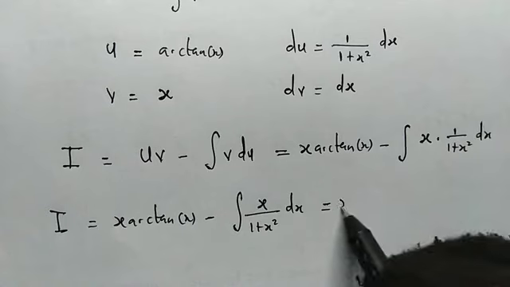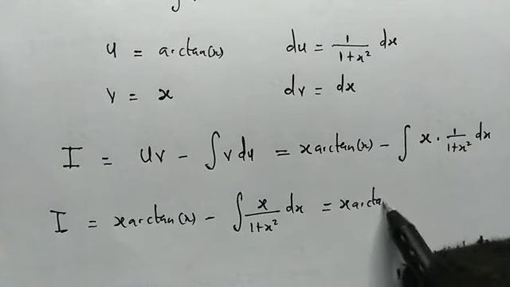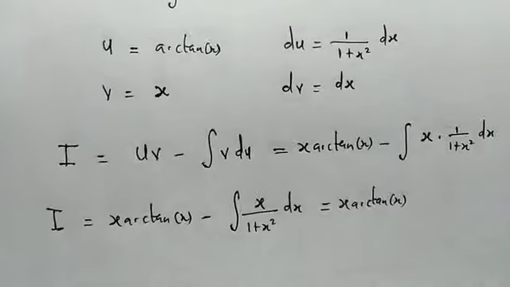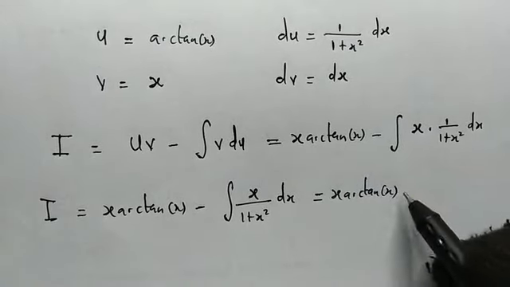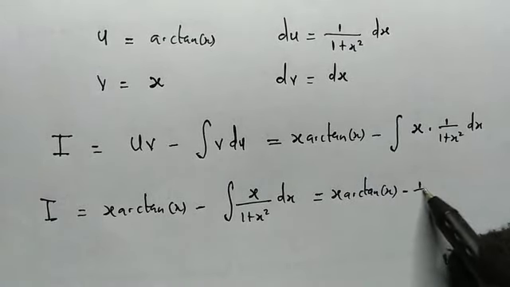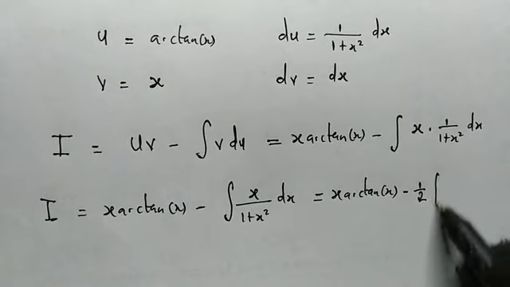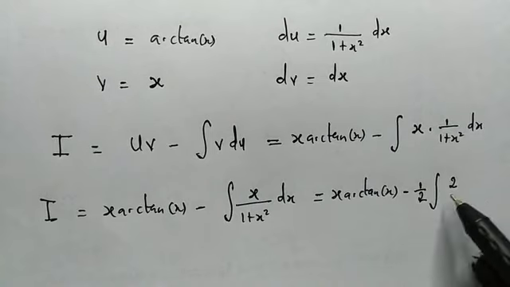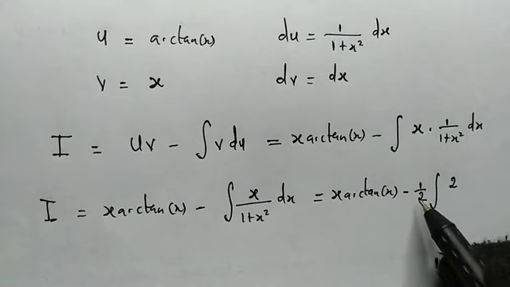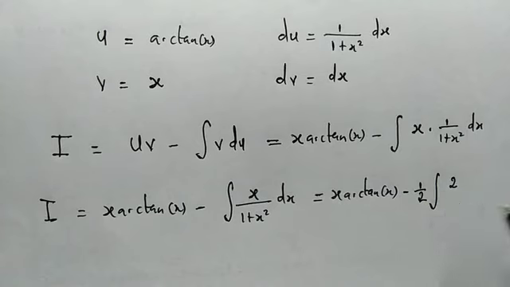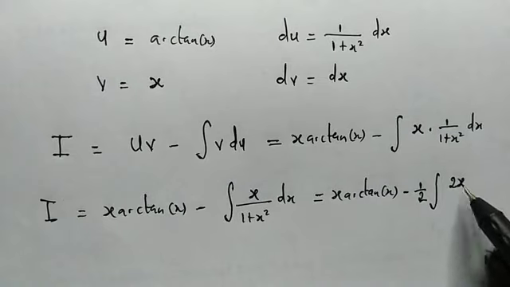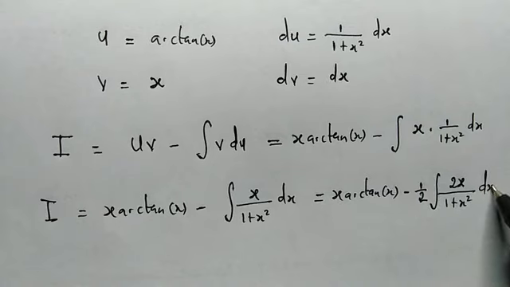Now look at the trick. We have x times the arctangent of x, then minus, here if I should have 1 all over 2 outside, we're going to have 2 inside, right? Because 1 over 2 times 2, we're going to have 1, right? So remember we have x here, then divided by 1 plus x squared dx.